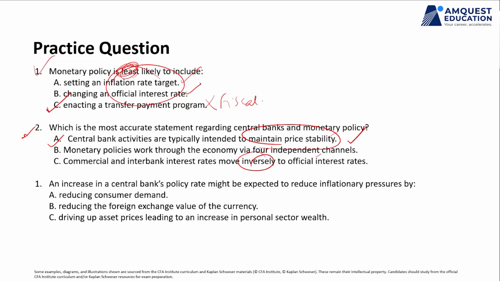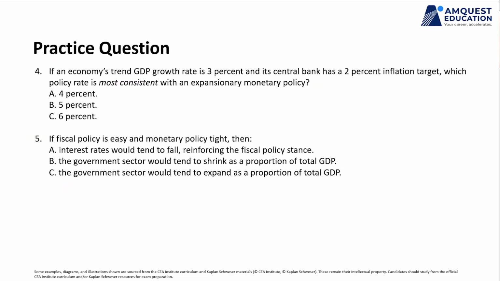Okay. An increase in the central bank's policy rate might be expected to reduce inflationary pressures by. How do you reduce inflationary pressure? Will it reduce consumer demand? Will it reduce foreign exchange values, or will it drive up asset prices? Obviously, inflation pressure may not be reduced through any of these. Remember, you look at consumer behavior. So consumer behavior will say, I want you to consider reducing the overall consumer demand. Clear? Now, next one. Guys, last two.